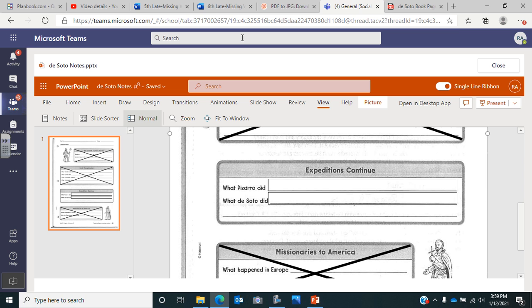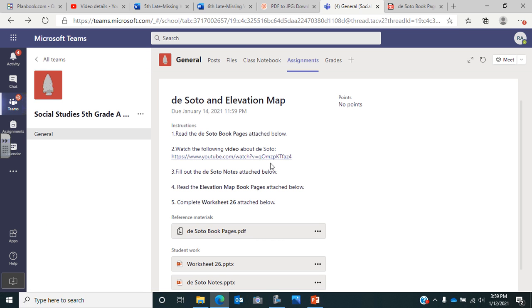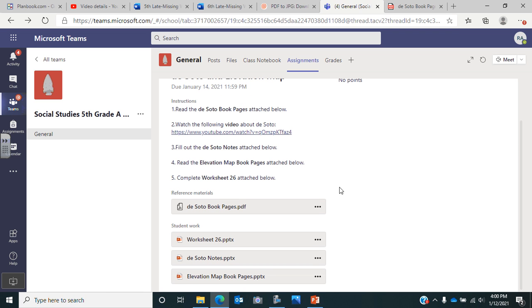So now, once you have those two filled out, you're going to click close, and you're going to watch the video. So you'll click on the link or copy and paste it to watch a quick video about De Soto. Then when you finish that you're going to come here and you're going to click on the elevation map book pages.